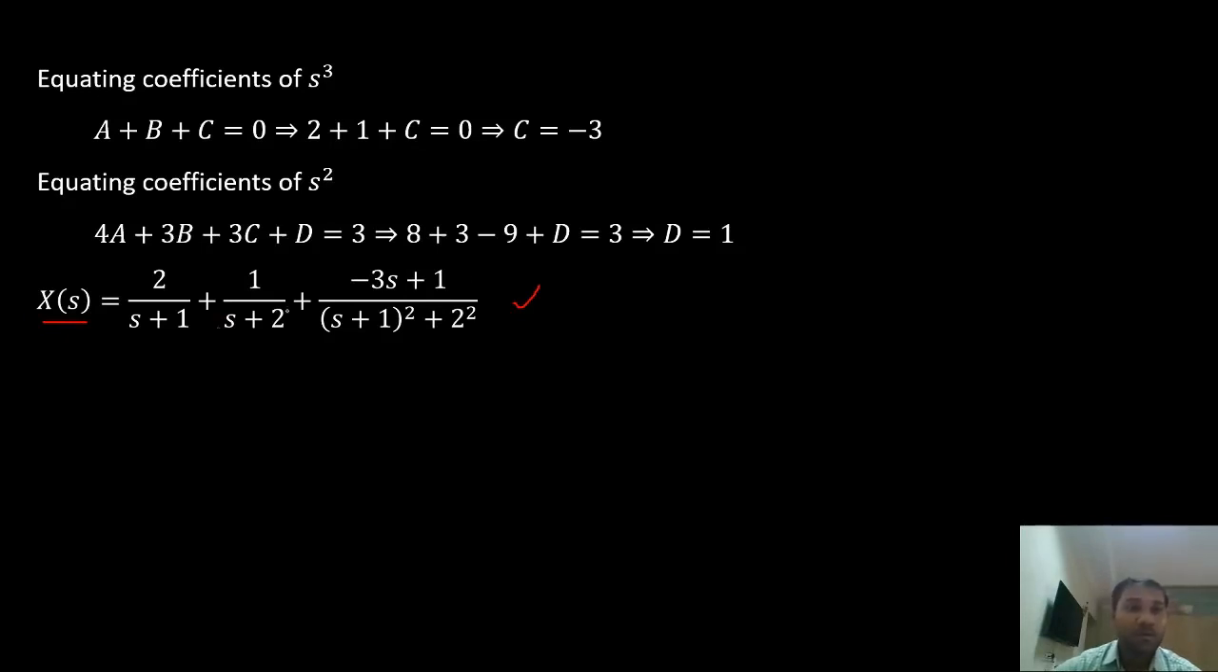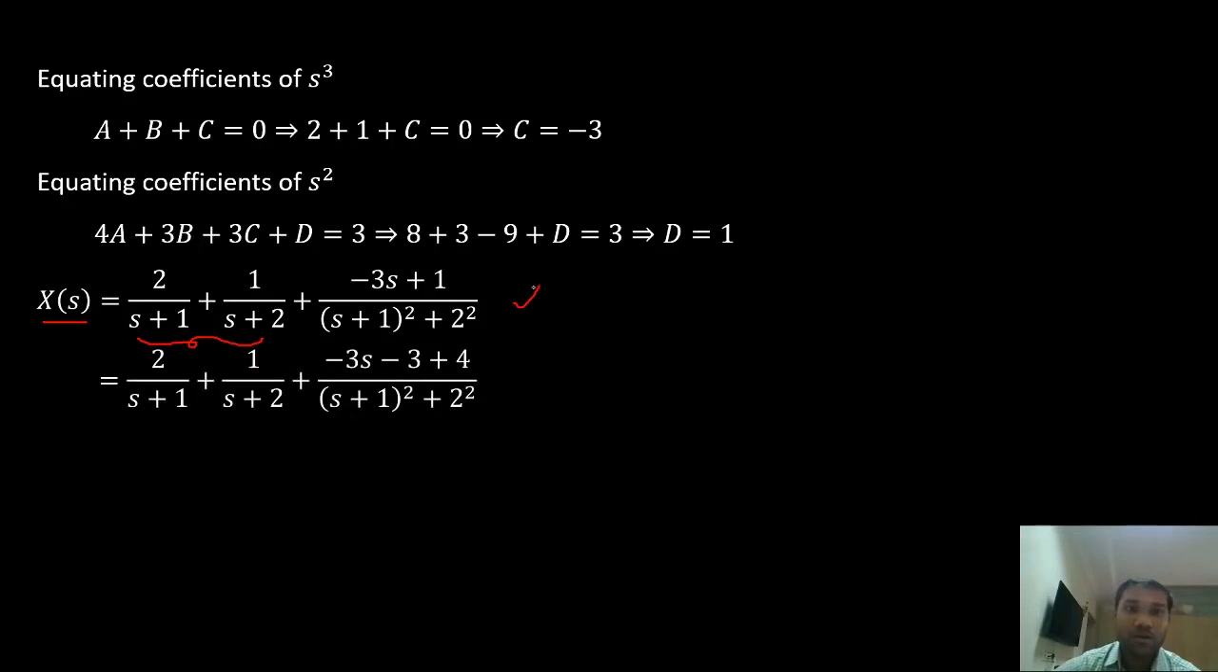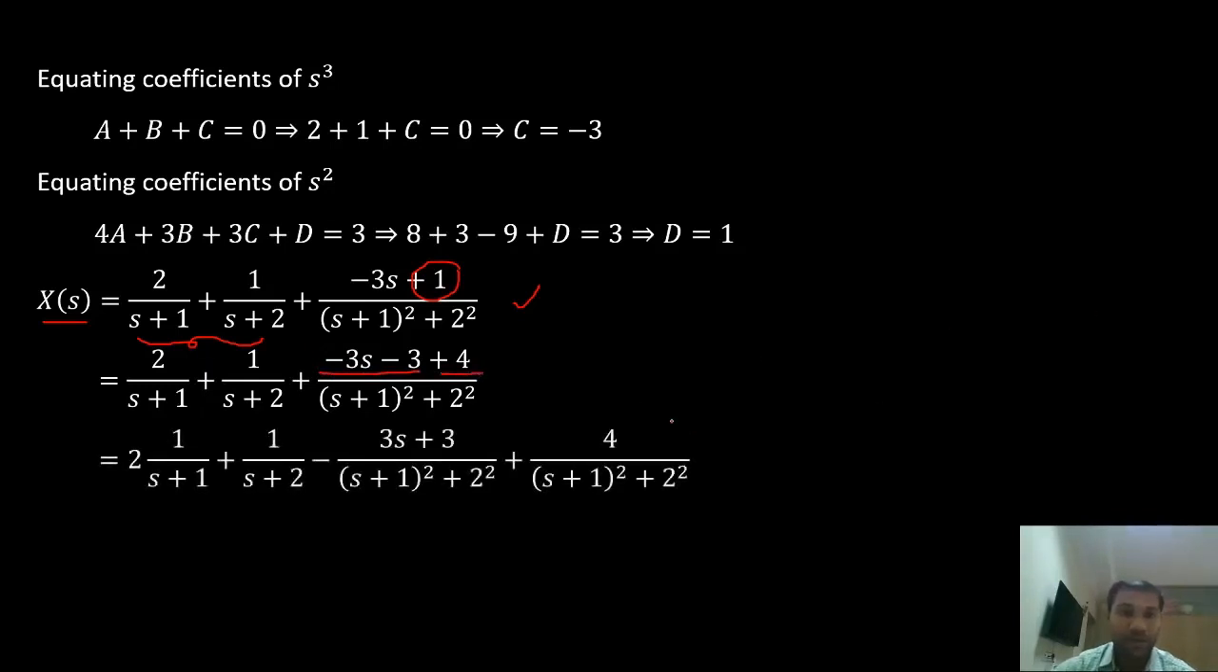Now for these two terms we can use the transform pair e power minus at u of t has the Laplace transform 1 by s plus a. For this term what can I do? So instead of 1 I am going to write it as minus 3 plus 4, right? Instead of 1 I'll write this. Now this I'll make as one term and this I'll take it as the other term, right? I have taken, and here I took minus common, so 3s plus 3.